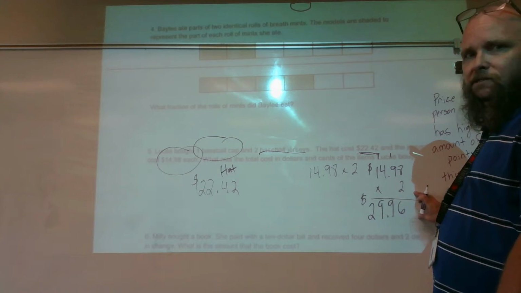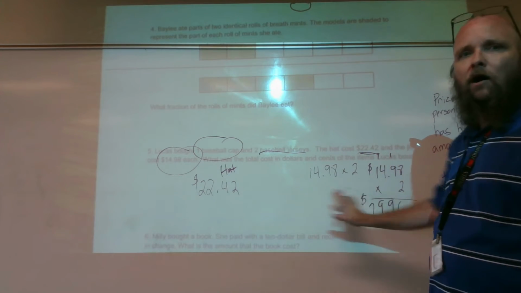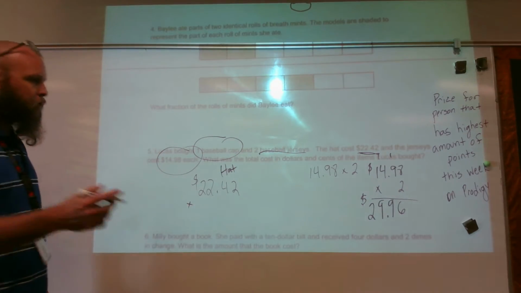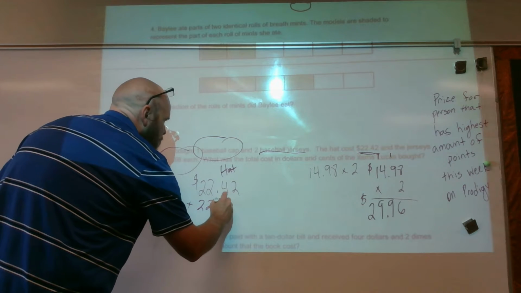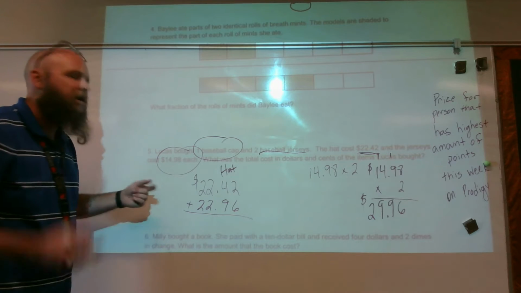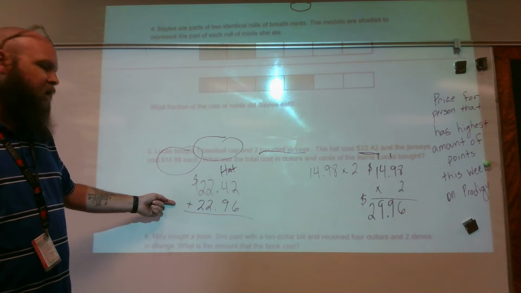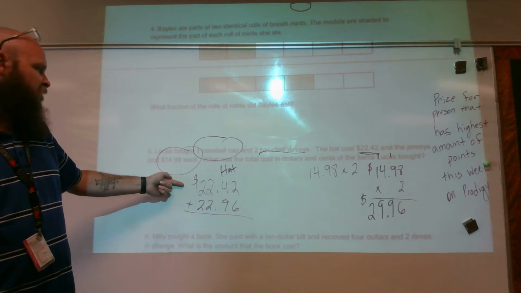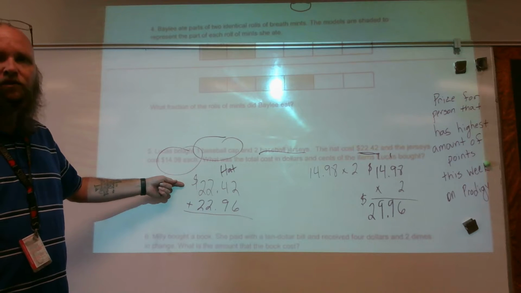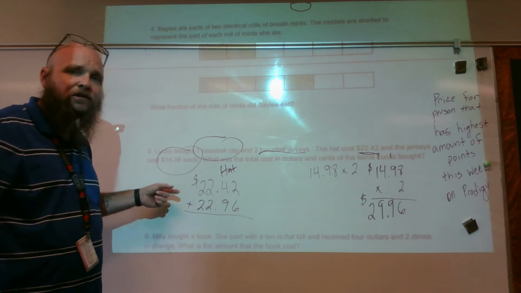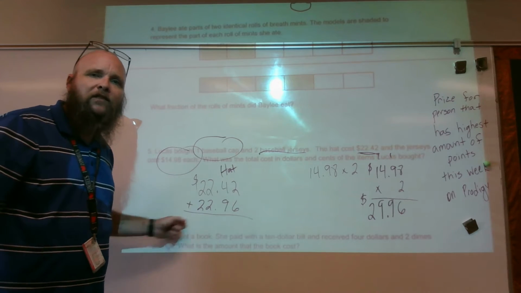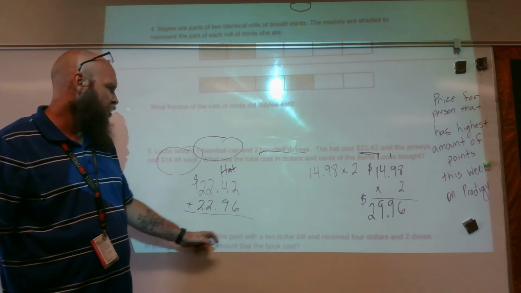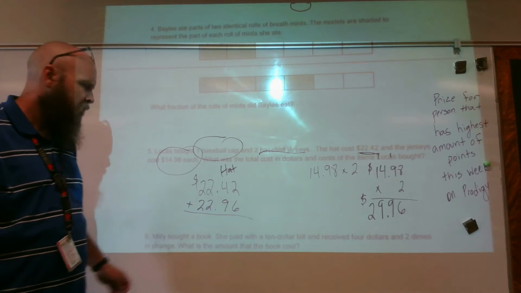But he didn't buy just the jerseys. He didn't buy just the hat. He bought all of this. So then we just have to add the cost of the hat plus the cost of the 2 jerseys, which was $22.96. Now I want to think for a minute. $22.96 is close to $23. And let's just round $22.42 to 22. So if I added 22 plus 23, my answer is going to be somewhere in the ballpark of 45.